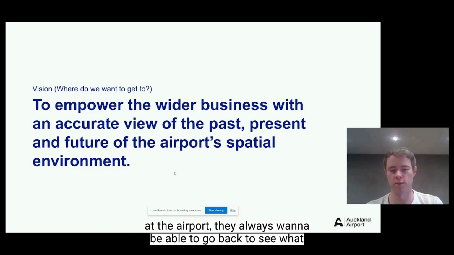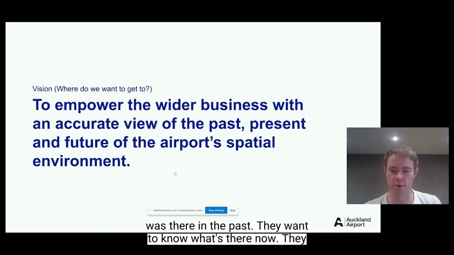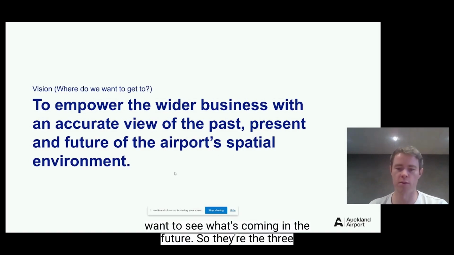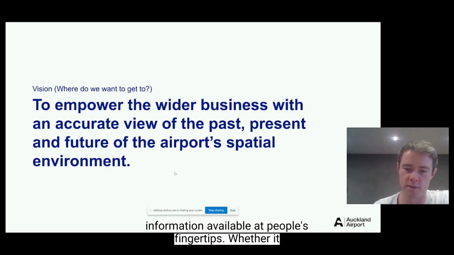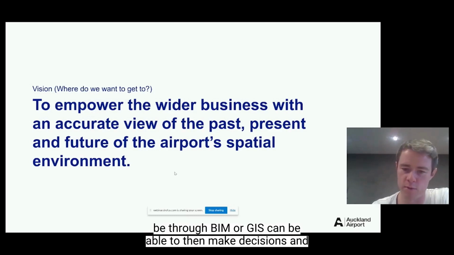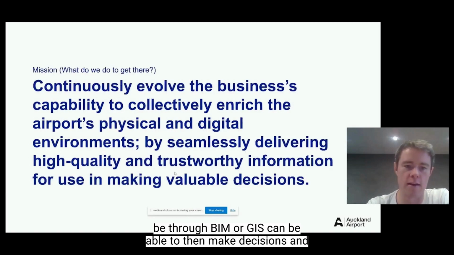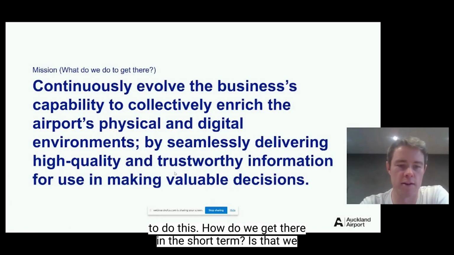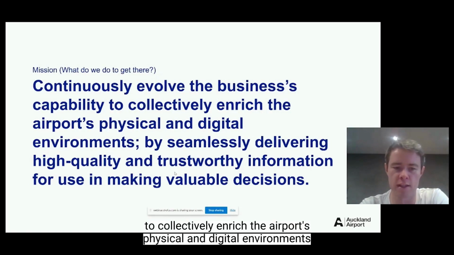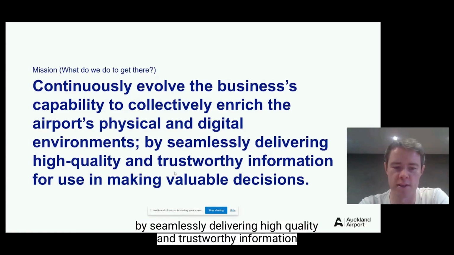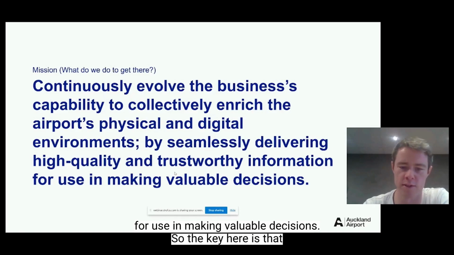So people at the airport always want to be able to go back and see what was there in the past. They want to know what's there now, and they want to see what's coming in the future. So those are the 3 core drivers of what we do, making sure that we can have that information available at people's fingertips, whether it be through BIM or GIS, and be able to then make decisions. And to do this, how do we get there in the short term, is that we want to collectively evolve the business's capability to collectively enrich the airport's physical and digital environments by seamlessly delivering high quality and trustworthy information for use in making valuable decisions.